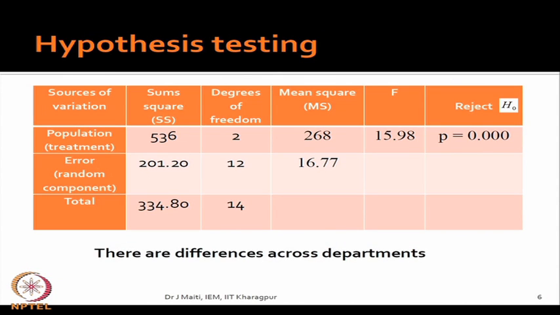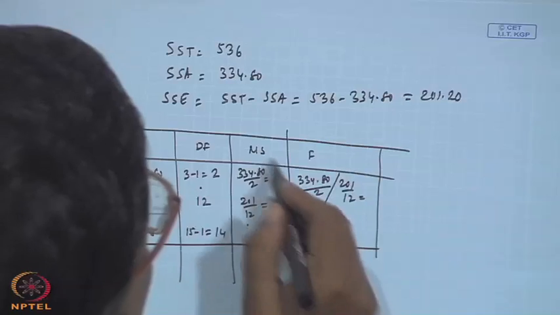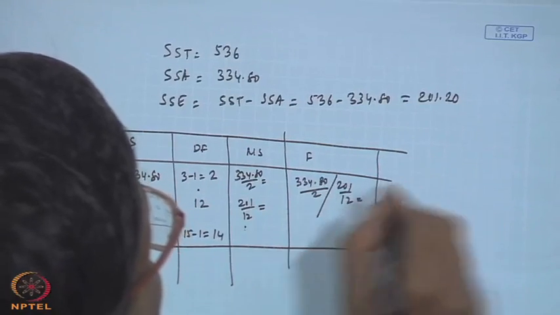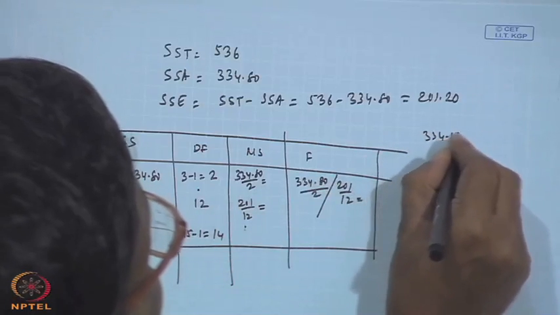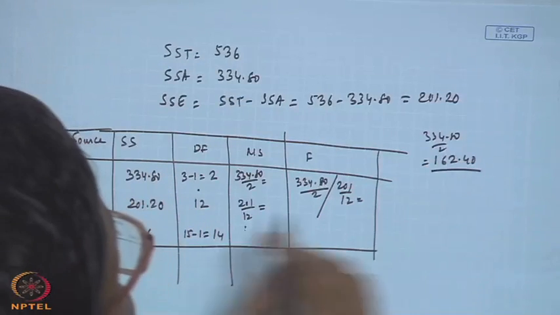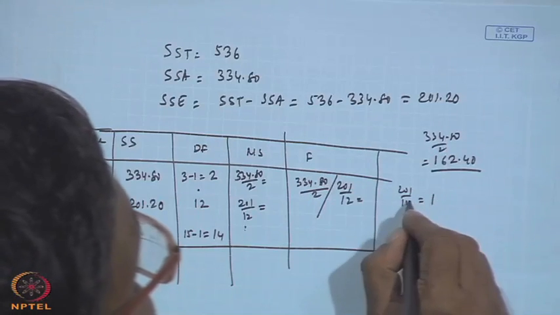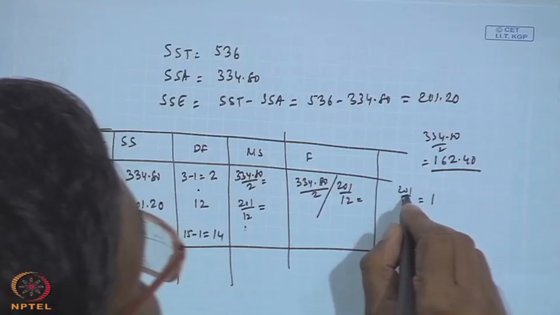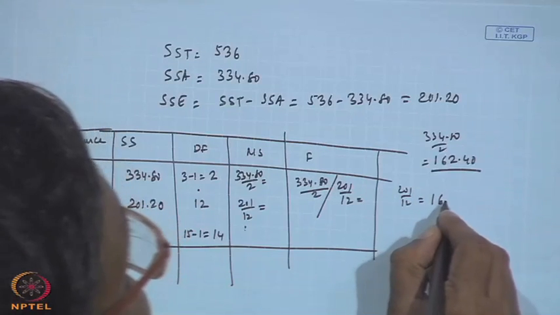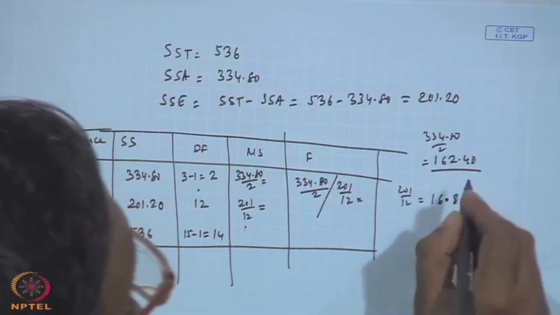So, this calculation, if I made it, ultimately it will be like this. 334.80 by 2 means 162.40 divided by 201 by 12, that will be 1, then 81, that 6 into 8 5, something like this.